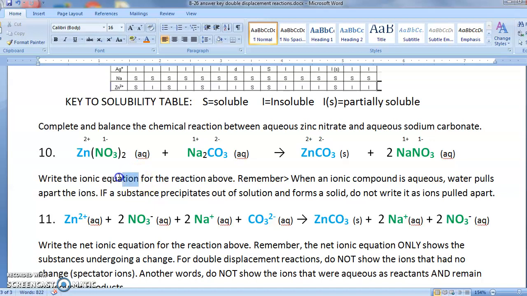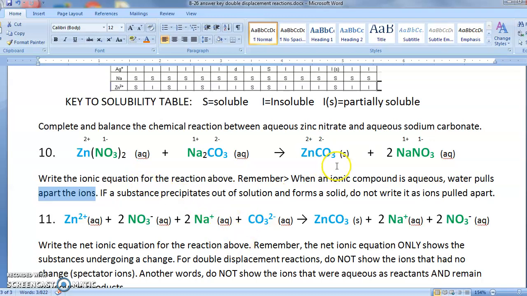The next one, they want us to write the ionic equation. In an ionic equation, if the substance is aqueous, we pull apart the ions. So we pull apart the zinc, 2 pluses. We pull apart the 2 nitrate ions, so the 2 goes in front. We just pull those apart. Then we're going to pull these apart. The carbonate ions are CO3, 2 minus. And then we would have the 2 sodium ions floating around.